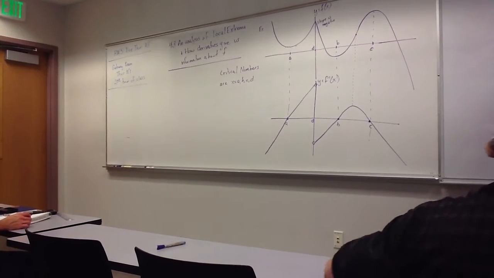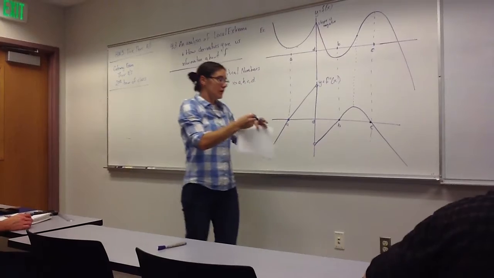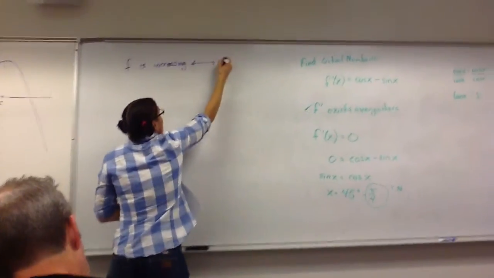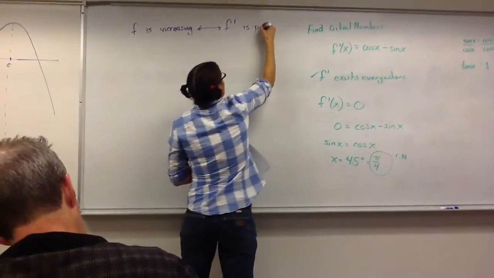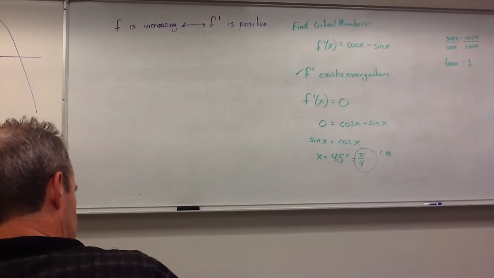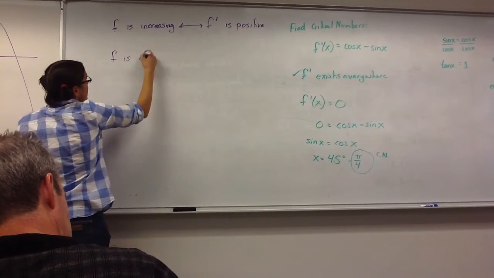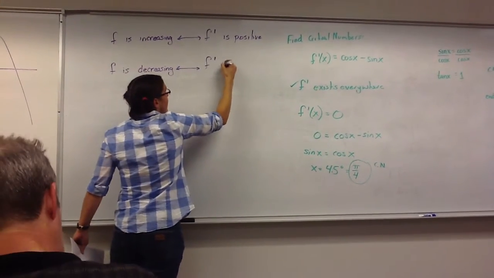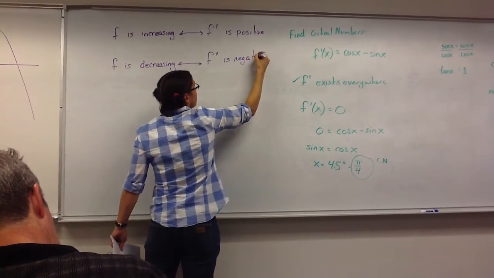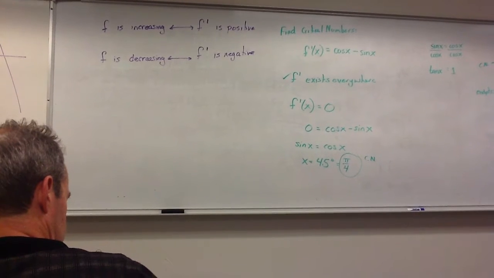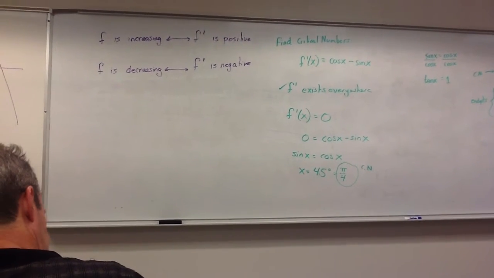A major connection between these two pictures is this: when f is increasing, f prime is positive, meaning f prime is above the x-axis. And when f is decreasing, then f prime is negative, meaning f prime is below the x-axis. And so those two connections we've had for a little while.